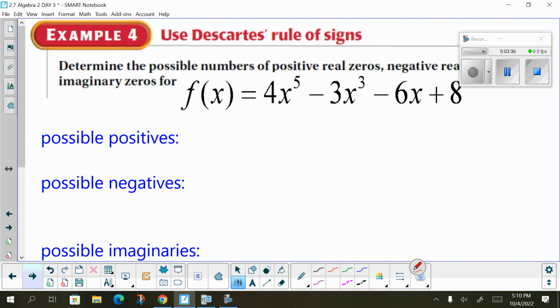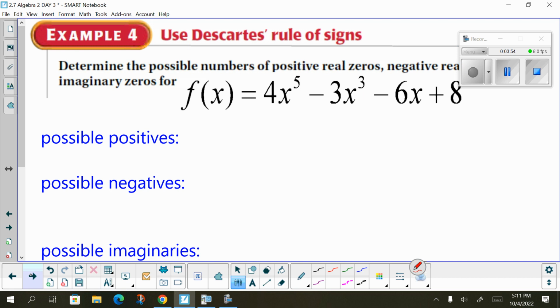All right, so let's try our first example problem. This is my polynomial here. Look at it right away, and I realize that my degree is 5. So I will have 5 total solutions. Some will be positive, some will be negative, and some might be imaginary, but there'll be 5 total solutions.